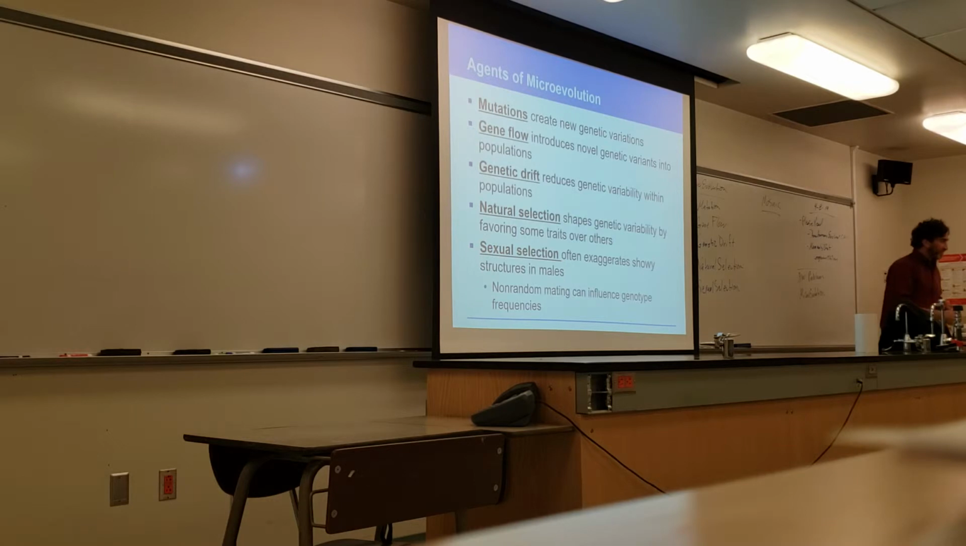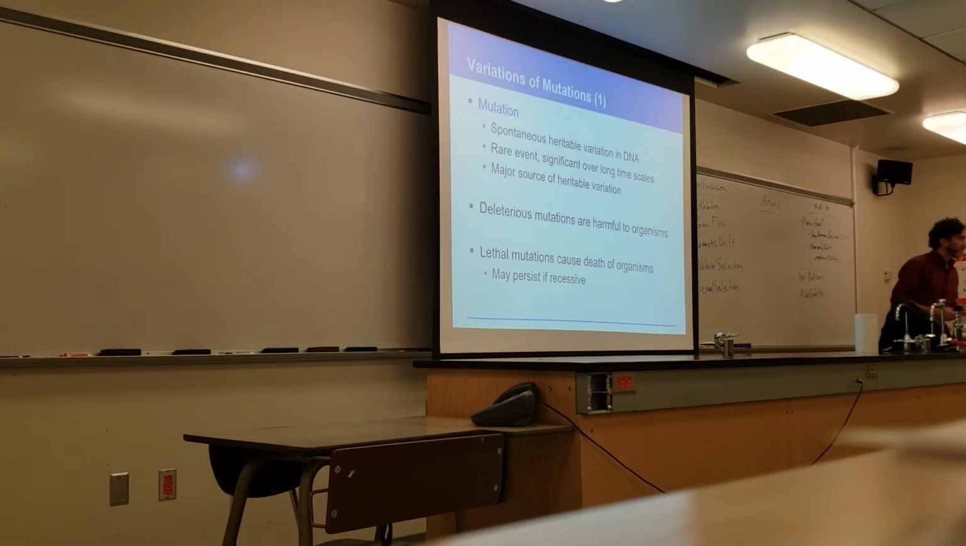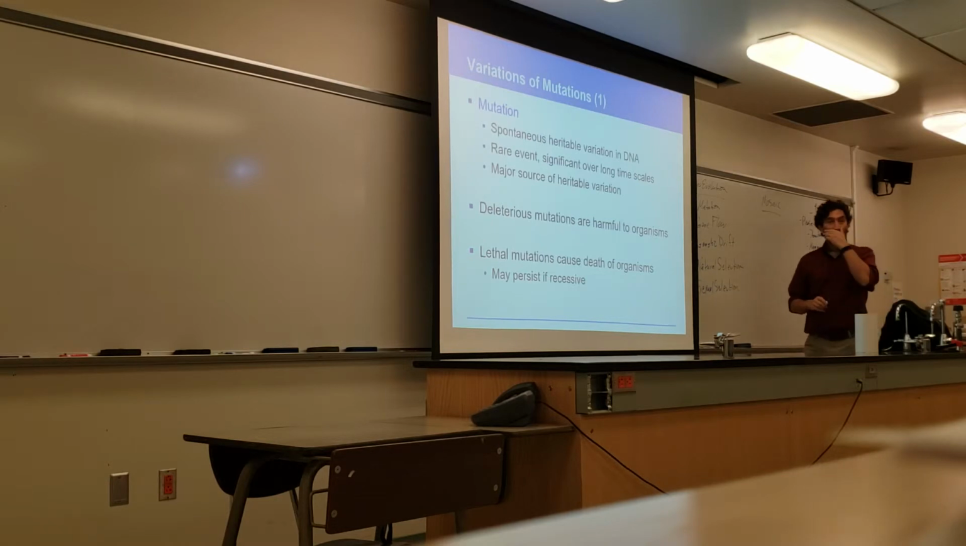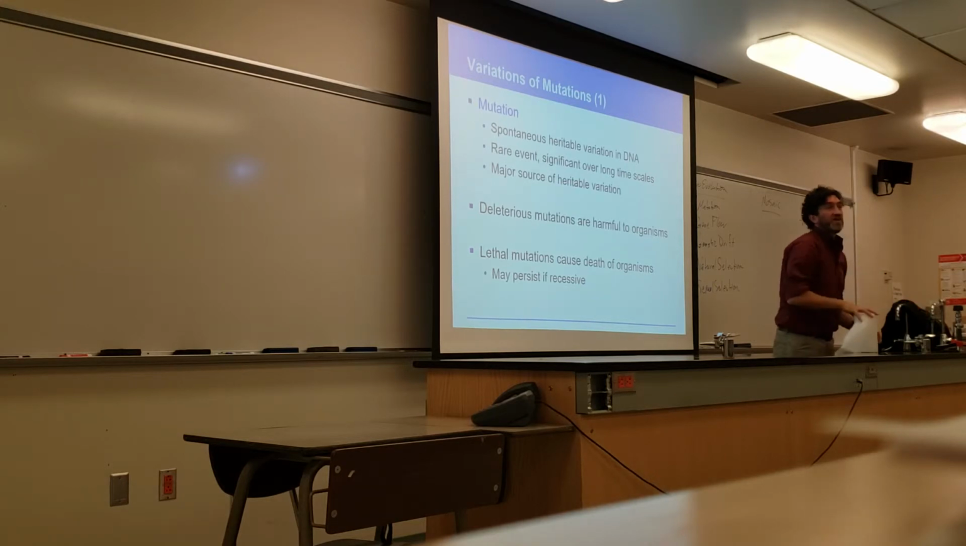So I'm going to go through the different agents of microevolution. First one, mutation. Mutation is spontaneous, totally unpredictable. It is the source of all new alleles. As I mentioned before, mutation drives all evolution. All the variability that we see is the product of mutation.